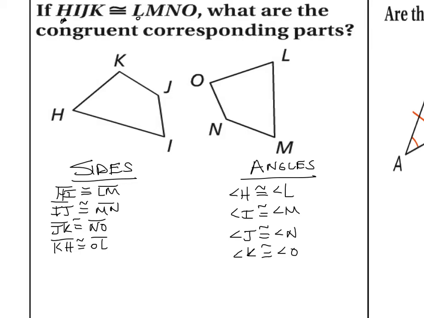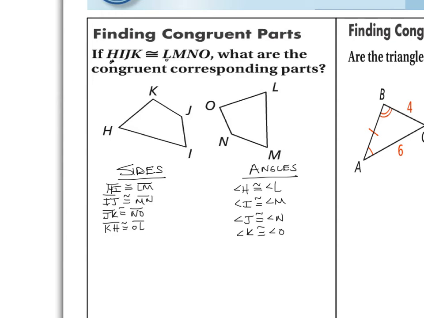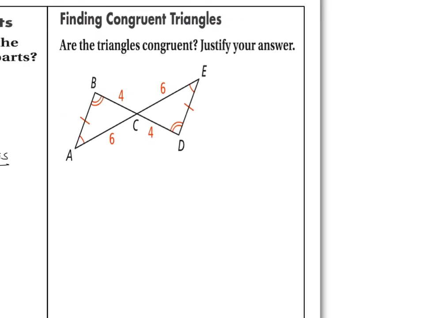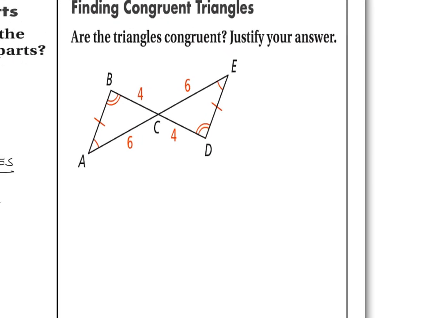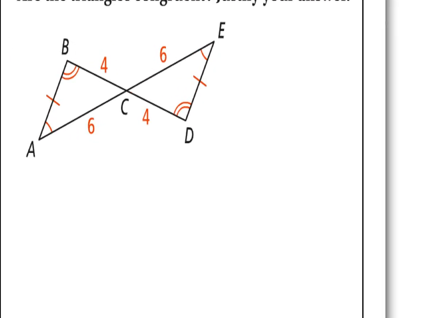Okay? So in order for these two shapes to be congruent, all of those have to be true. The sides have to be congruent to each other, and the angles have to be congruent to each other. Okay? All right, so let's take a look at the other example now. The second example: are the triangles congruent, and then justify your answer.